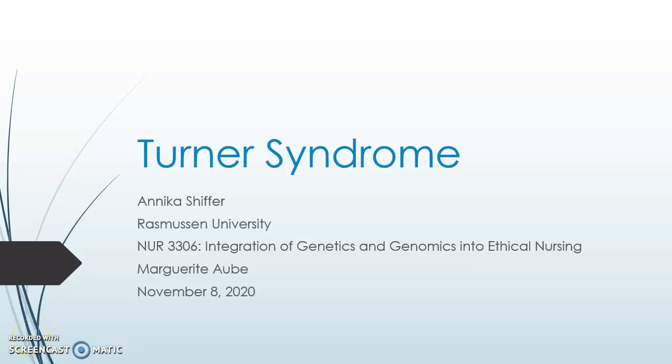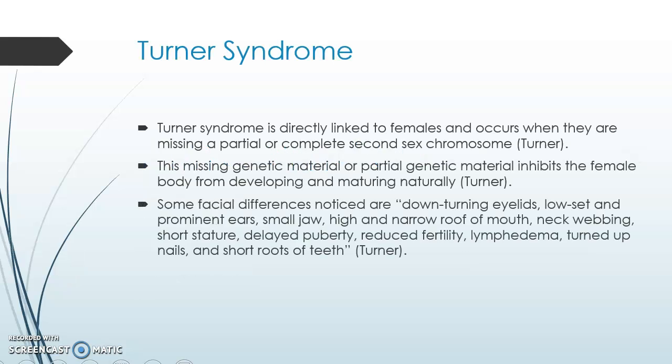For this project, I decided to learn more about Turner syndrome. Turner syndrome is directly linked to females and occurs when they are missing a partial or complete second sex chromosome. This missing genetic material or partial genetic material inhibits the female body from developing and maturing naturally.